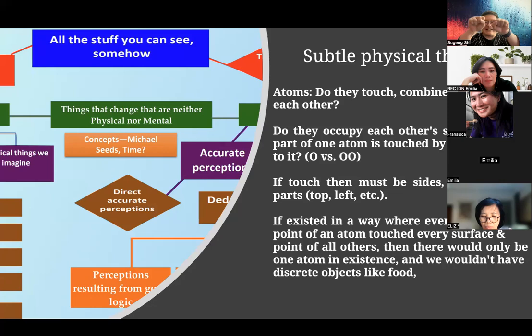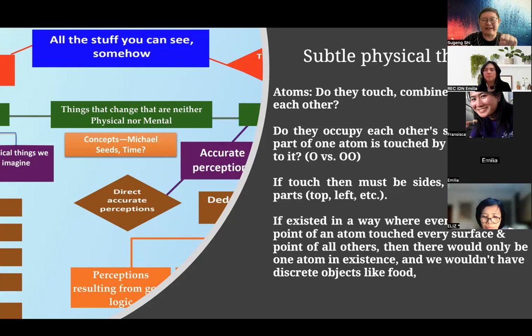So, but we say atom is not dividable. Here we say that the atom has the left side, the right side, the top, the bottom. So what is an atom? An atom is not supposed to be dividable, but here we say atom has sides. When we say atom has sides, that means atom has parts.